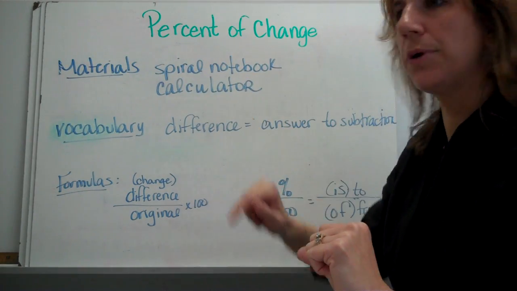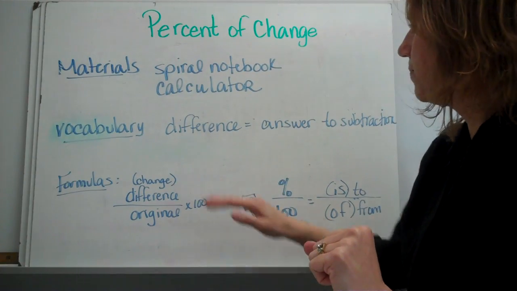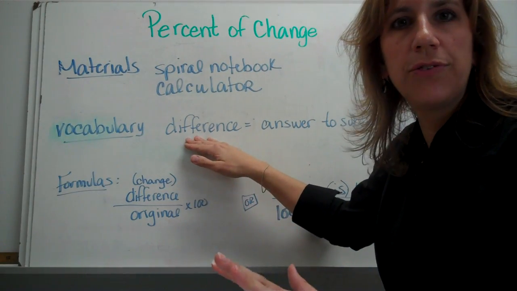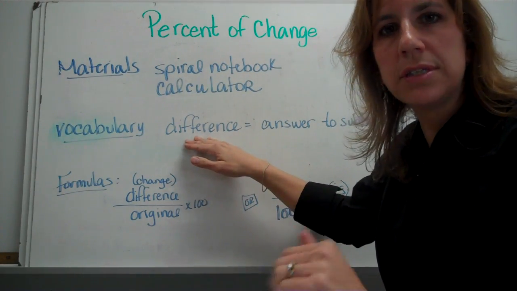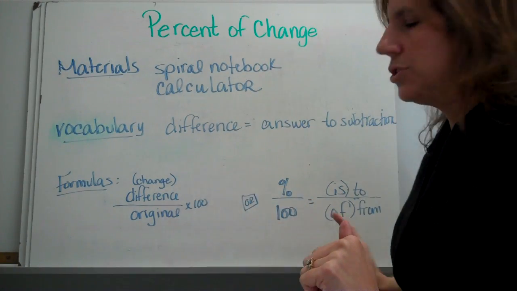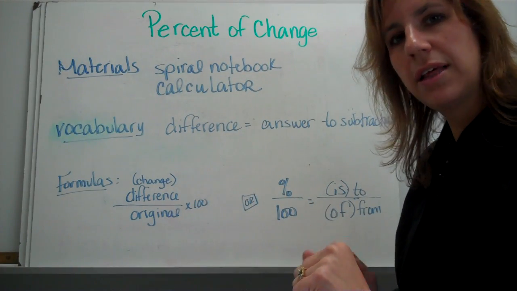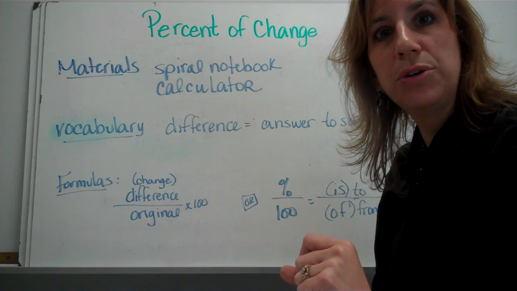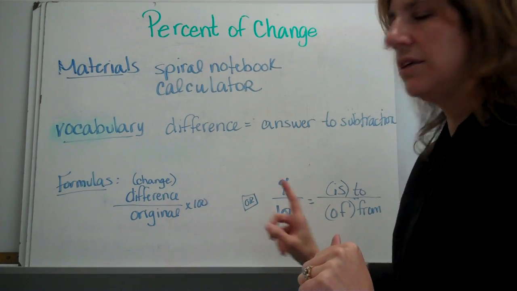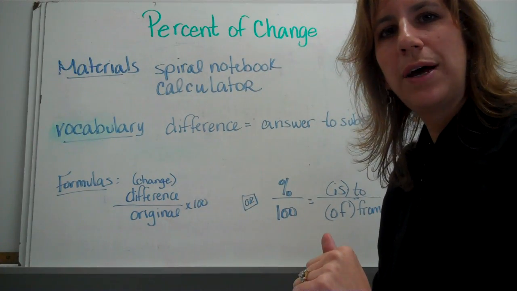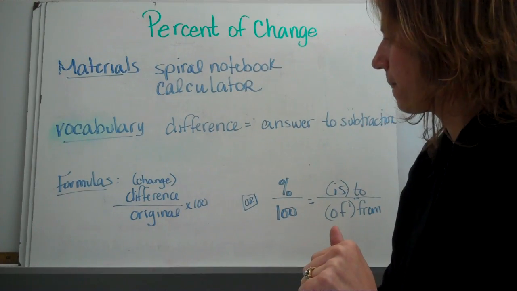So you're going to need your spiral notebook and calculator. Any calculator will do. Of course, you've got basic vocabulary for this one, knowing how to do the difference, okay? These are the two formulas. I'm going to show you both methods. I'd like you to try them both and decide which one you like the best, okay? So jot these formulas down, and then let's continue on and do some problems together.